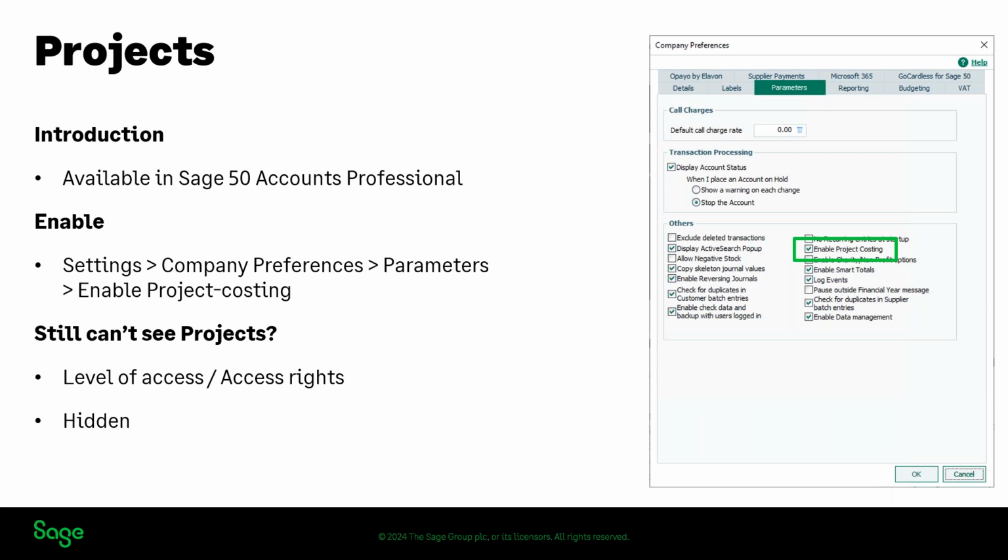Project costing, the option is enabled by default, but just in case you can't see it and you are using the professional level, it's something that may have been switched off. It may just be because of your access rights that you can't see it. And it may be just that you've actually hidden the option. So let's just quickly look at that first of all. I'll quickly share my screen.